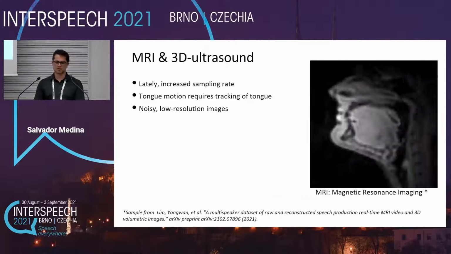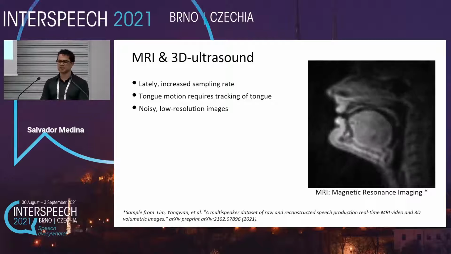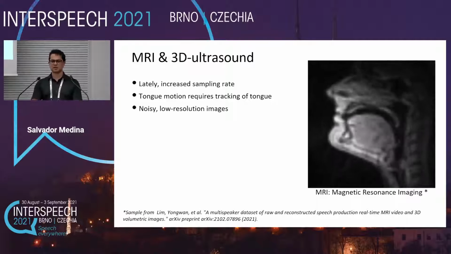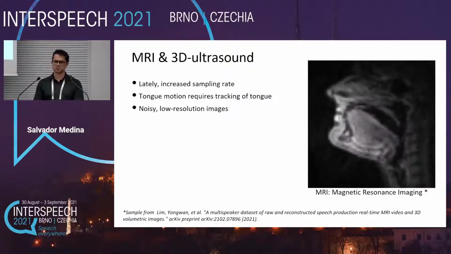Other two methods are MRI scans and 3D ultrasound. Lately, MRI scans have increased their sampling rate. They went from 25 frames per second all the way up to 88 frames per second. But again, there's a caveat. They've got really low resolution images, and it requires some post-processing to track the tongue motion. Or in the case of ultrasound, you cannot completely capture the tongue tip because it's being shadowed by the jaw or the air that you can find under the tongue.